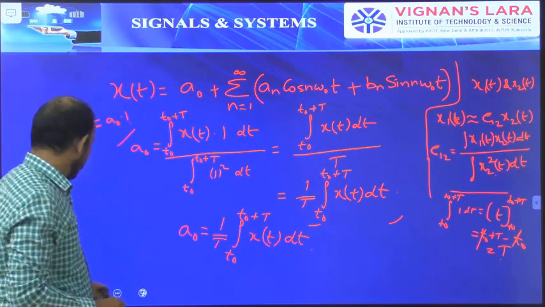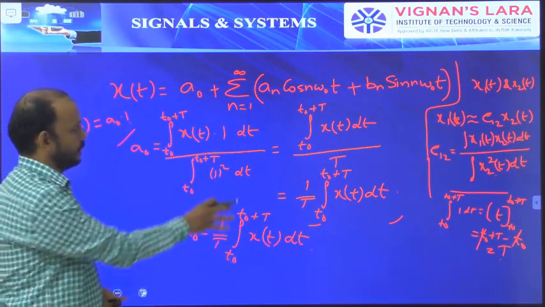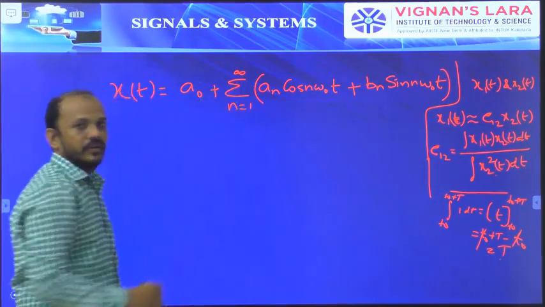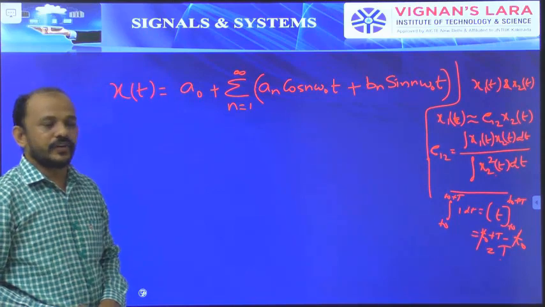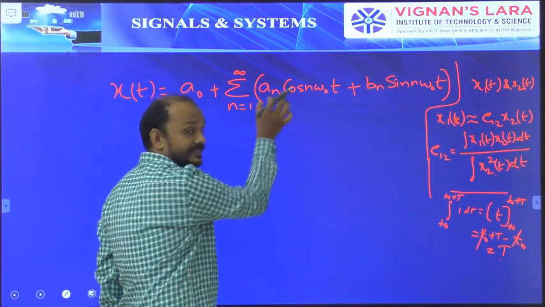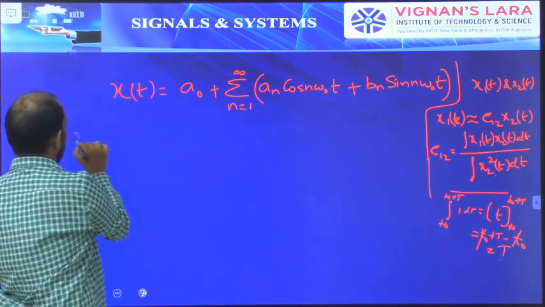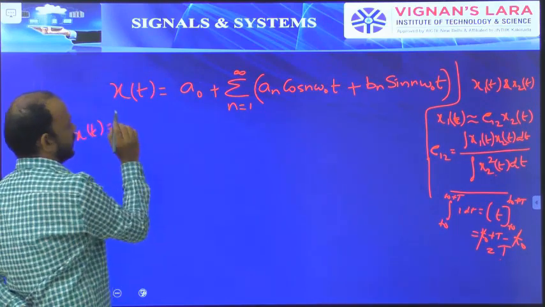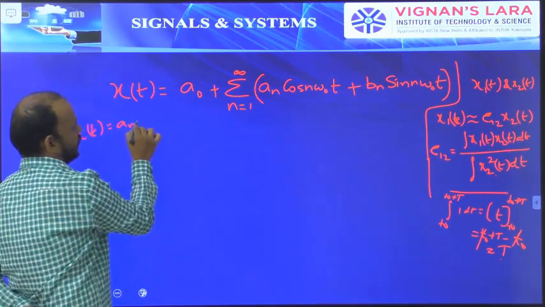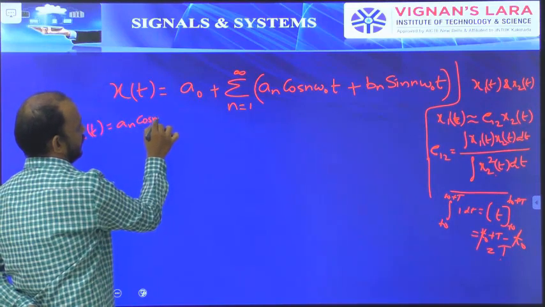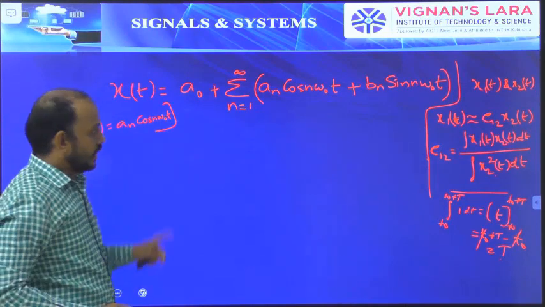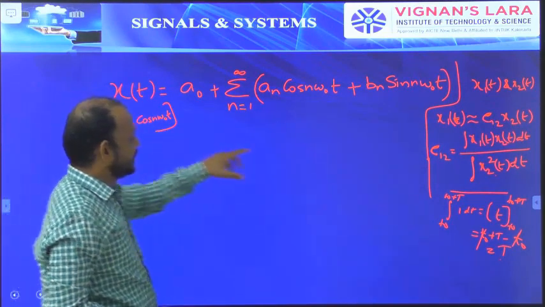See how will you find that value? Okay. So I hope you are clear with this one. Now I will find out the value of a n. So to find the value of a n, I will consider the second term only. So here I have to consider x of t. X of t will be equal to a n cos n omega naught t. So I will consider it like this, and compare this with this equation.